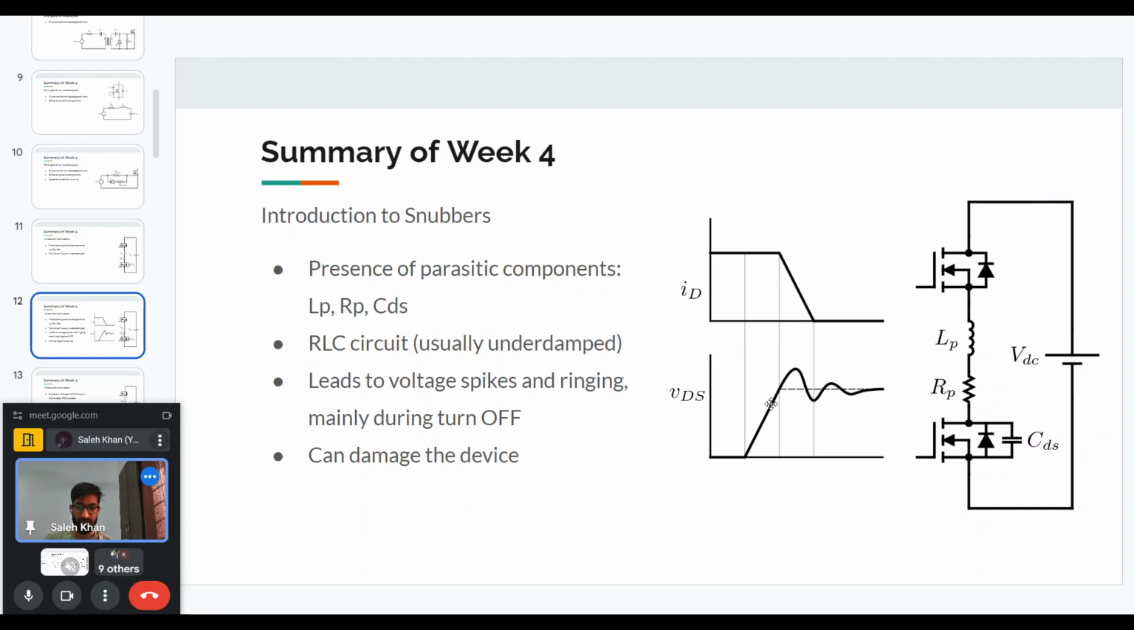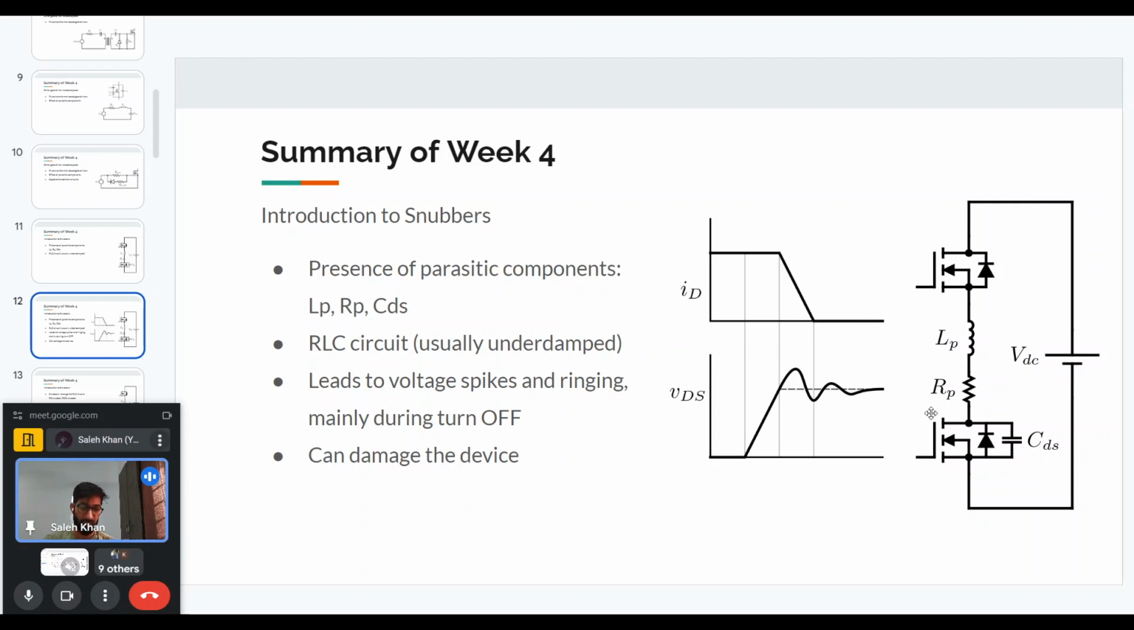So in that case, there will be a voltage spike, and the voltage spike can damage the device, because the device will have a voltage rating, and if the spike crosses that breakdown voltage rating, then it will damage the device. Similarly, the device will have a dv/dt rating, and if the dv/dt rating gets crossed, then it can also damage the device.